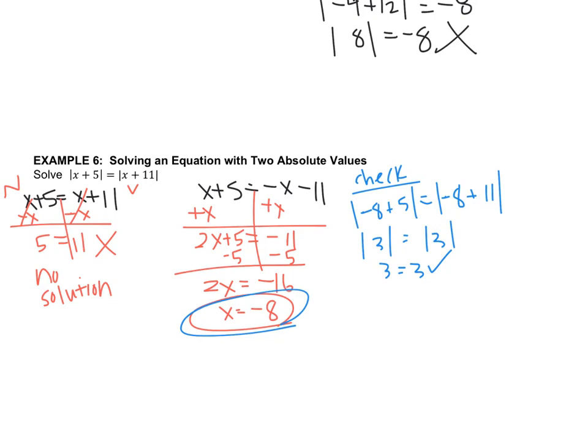Alright, so there's my work. First thing I did was I made my 2 equations. And when I did the second equation, I did the negative of the absolute value, which was negative x minus 11. So I distributed the negative sign to everything. Then I solved. This one didn't give me a solution because I had 5 equals 11, which obviously is not correct. And then this one gave me a solution, but I had to check to make sure it was or was not extraneous. When I plugged it in, it worked. So the only solution that works is x equals negative 8.